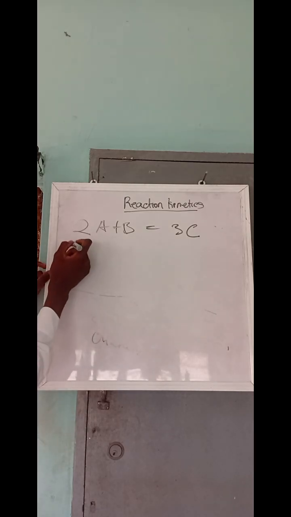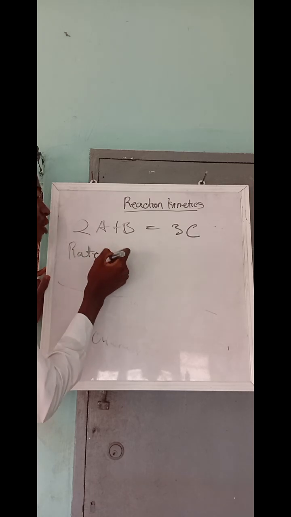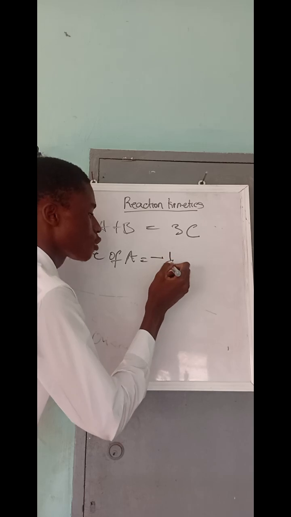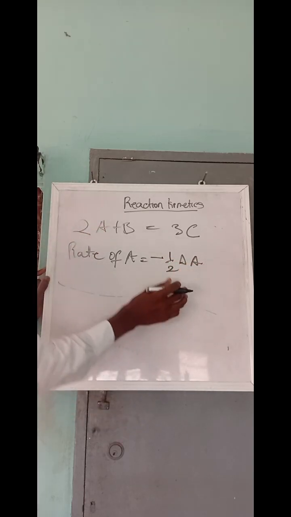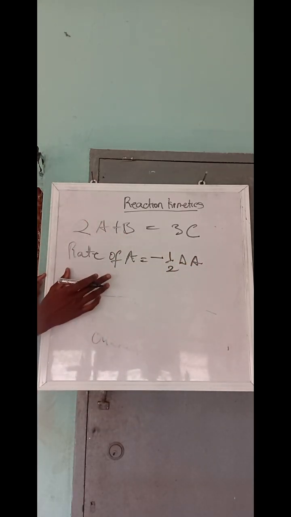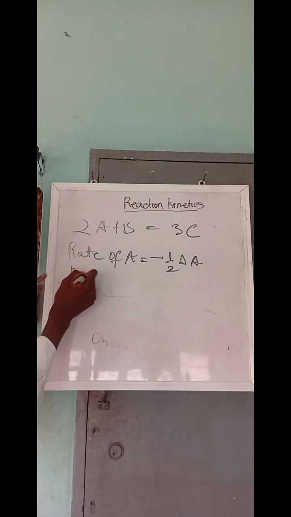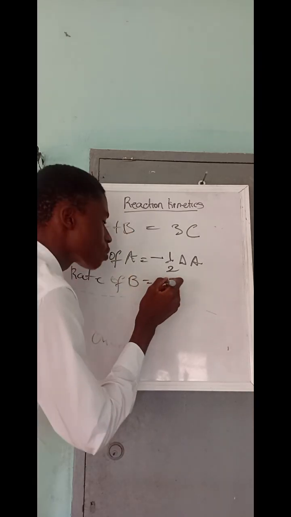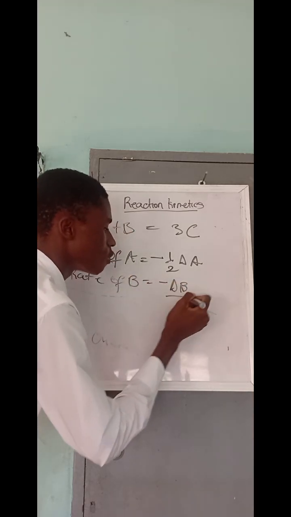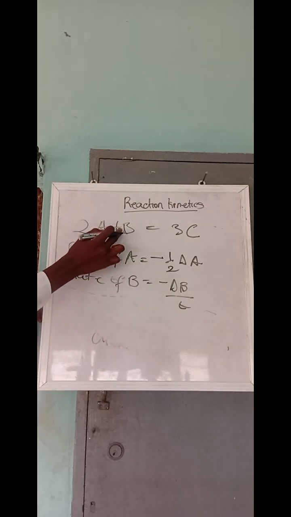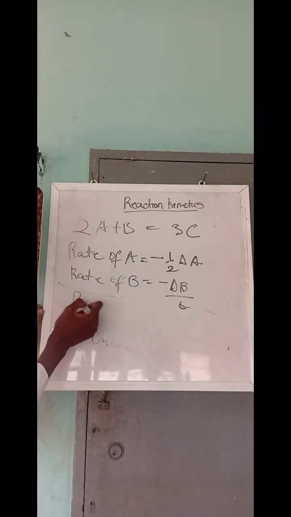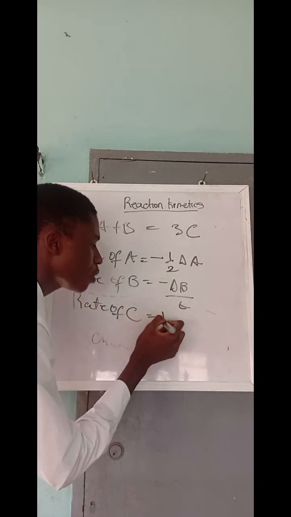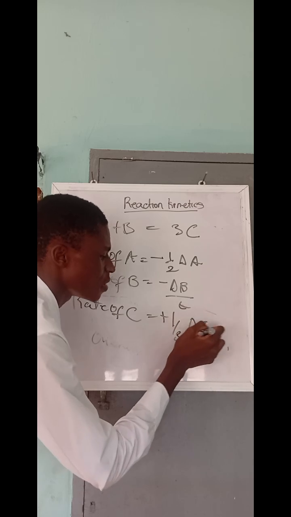So I will now say that the rate of chemical reaction of A will now be equal to what? Minus 1 over 2 change in A. That is the reciprocal of the coefficient. Then the rate of B is equal to minus what? Minus change in B over what? Over 1, because the reciprocal is 1, right? Then the rate of C will now be plus 1 over 3 change in C over time.